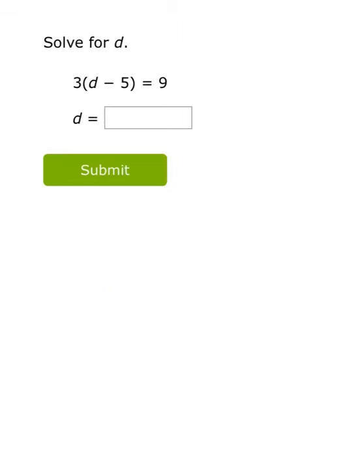Alright, so for this one we need to distribute out the 3 first. So I'm going to multiply each term in the parentheses by 3. 3 times d is 3d, and 3 times -5 is -15. Be very careful with your signs. Make sure that you pay attention to them, especially when multiplying or dividing. So I would get 3d minus 15 equals 9.